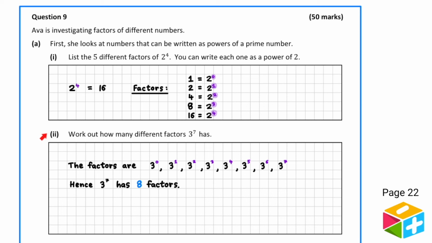This pattern is very helpful when it comes to part 2 of the question. Here, we need to work out how many factors 3 to the 7 has. Here, all we have to do is write all the numbers from 0 to 7 in the power of a 3. The factors are 3 to the 0, 3 to the 1, 3 to the 2, 3 to the 3, 3 to the 4, 3 to the 5, 3 to the 6, and 3 to the 7. There's 8 numbers on this list, so 3 to the 7 has 8 factors.